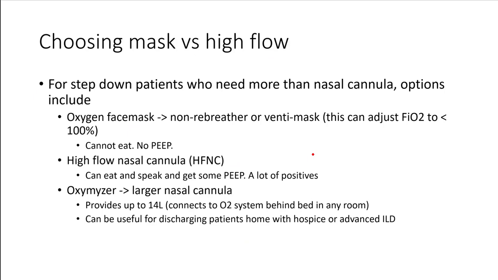So choosing for somebody who you put in the step-down unit who needs more than nasal cannula, you have a few options, which we just talked about. You could do the face mask, called the non-rebreather. There's also a thing called a venti mask. The non-rebreather is fairly archaic technology. It's the kind of thing you would have in the back of an EMS truck. It's just kind of simple. Venti mask is usually adjusted by an RT with different settings, and the FiO2 for a venti mask can be titrated to different levels and can be a way to wean people off oxygen.